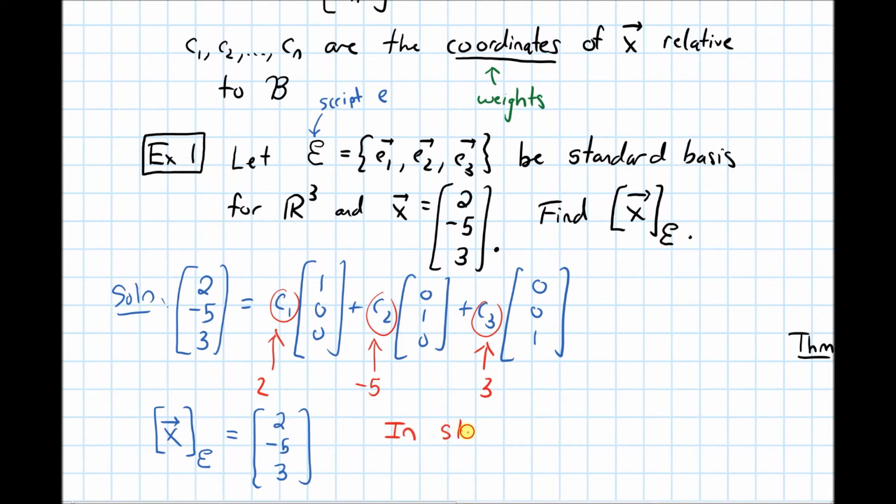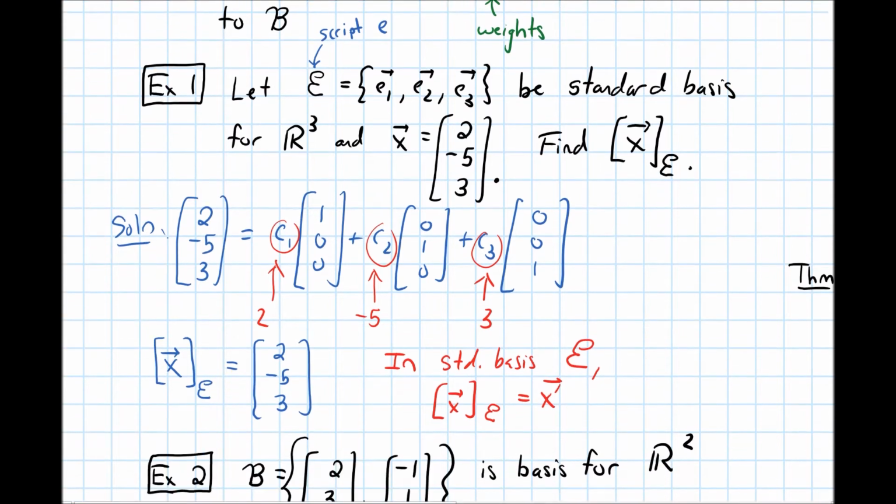So in the standard basis, script E, it's always going to be the case that the coordinate vector of x relative to the standard basis is just the same thing as x. When we talk about other bases, not just the standard basis, this won't necessarily be the case. It's really rare for the coordinate vector just to be equal to x. It only happens with the standard basis.